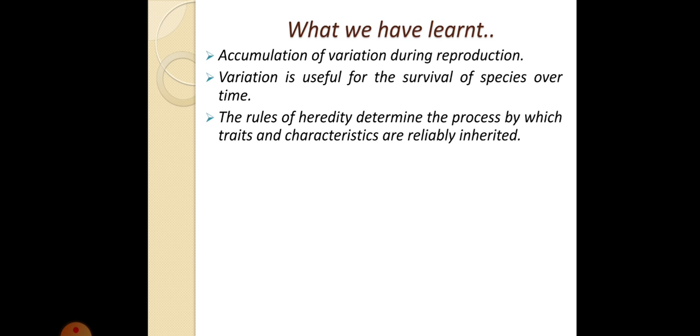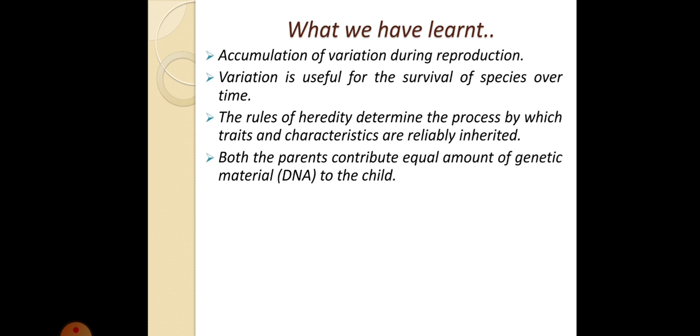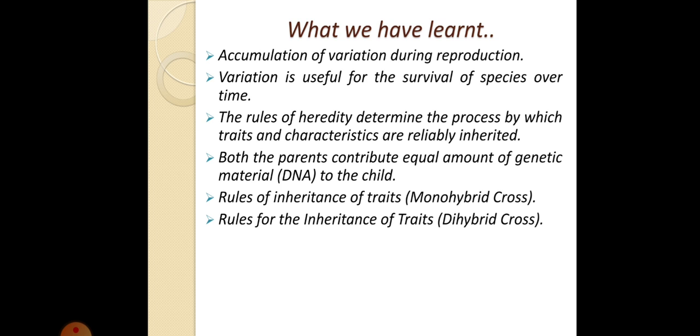Then we discussed the rules of heredity, which determine the process by which traits and characteristics are reliably inherited. We also discussed that both parents contribute an equal amount of genetic material to the child. Both mother and father contribute DNA to the child. Also we discussed rules of inheritance in case of monohybrid cross and dihybrid cross.